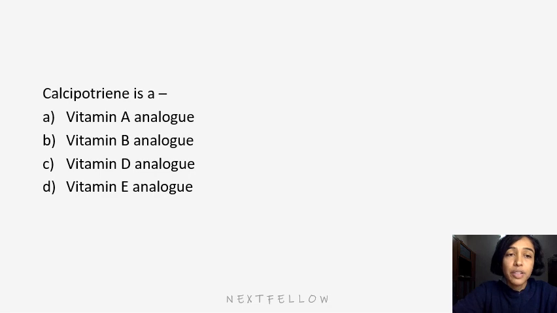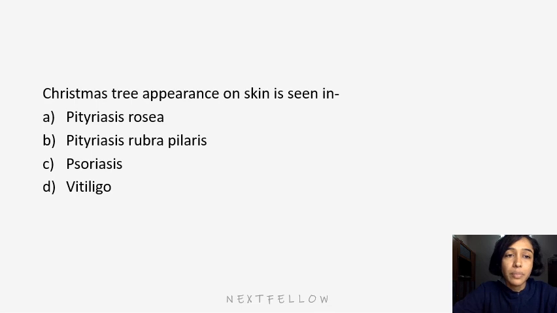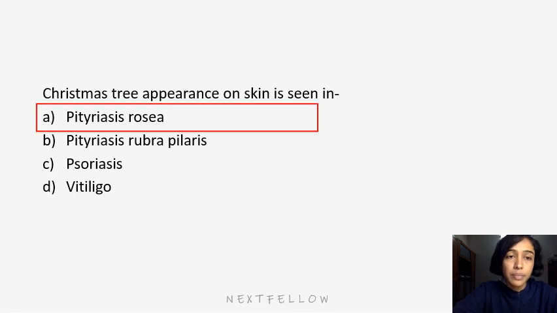Calcipotriene is a vitamin A, B, D, or E analog. As I've told you before, it's a vitamin D analog. Okay? It's used topically in psoriasis. Christmas tree appearance on the skin is seen in pityriasis rosea, pityriasis rubra pilaris, psoriasis, or vitiligo. So it's seen in pityriasis rosea.